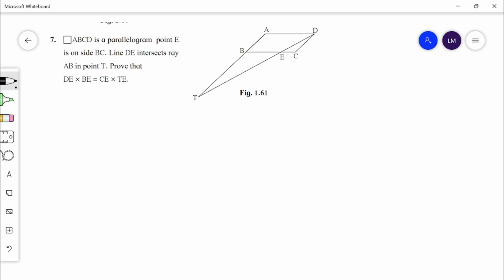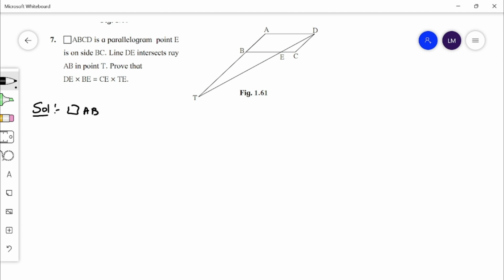Quadrilateral ABCD is a parallelogram. Point E is on side BC. Line DE intersects ray AB in point T. Prove that DE into BE is equal to CE into TE. Right? Now the solution.